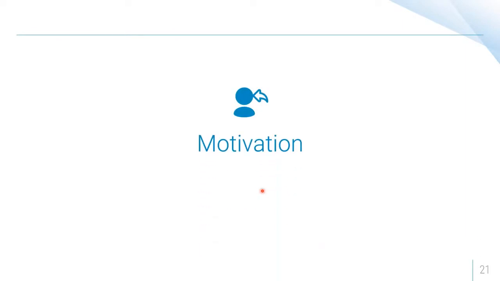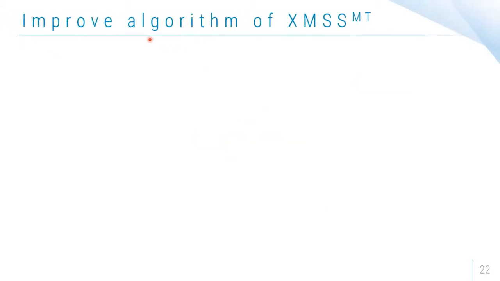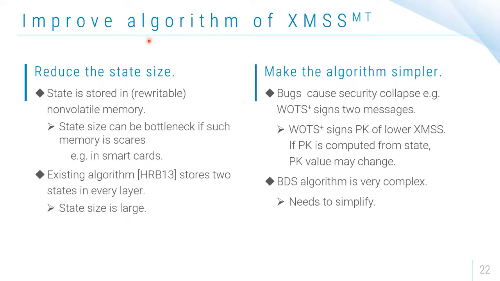Here we move to the motivation of our study. We'd like to improve a signature generation algorithm for XMSSMT. There are two reasons. First, we want to reduce the state size. A state is stored in rewritable non-volatile memories. For some implementations, such as in smart cards, the state size can be a bottleneck because non-volatile memory is scarce. Especially in smart cards, non-volatile memory wears out if the memory usage is high.